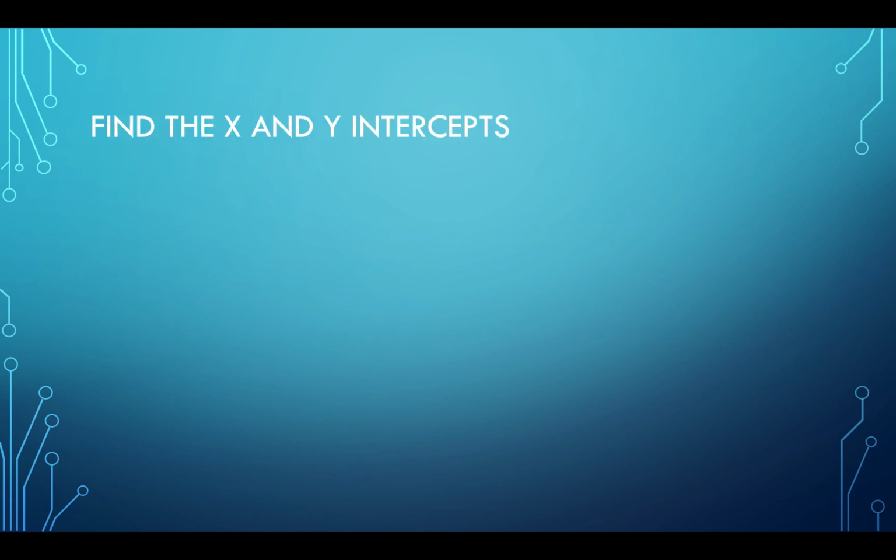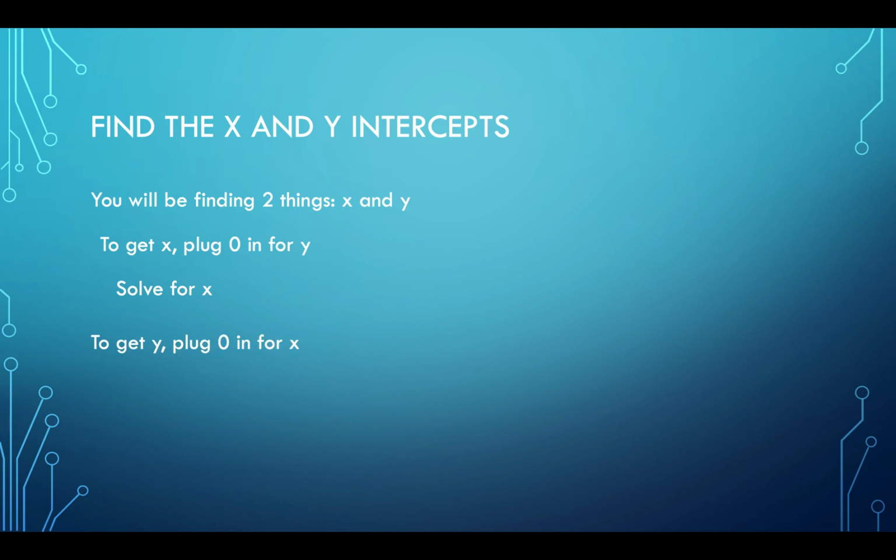Standard form goes hand in hand with finding the x and y intercepts. To find the x and y intercepts, we're looking for two things, the x value and the y value. In order to get x, we plug 0 in for y, and then the y cancels out, and we end up solving for x. Once we get that answer, we're done solving for x. Then to get y, we plug 0 in for x, which eliminates the x variable, and once we plug 0 in for x, we solve for y.